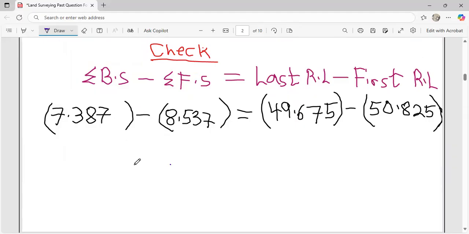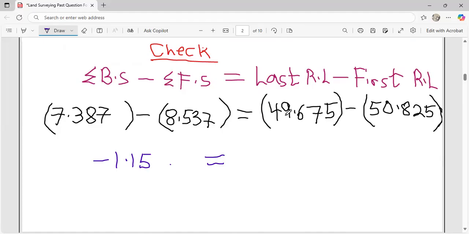7.387 minus 8.537 is equal to what? Minus 1.15. Negative 1.15. Okay, is equal to what? Let's subtract 50.825 from 49.675. And that is, let's all do that together.